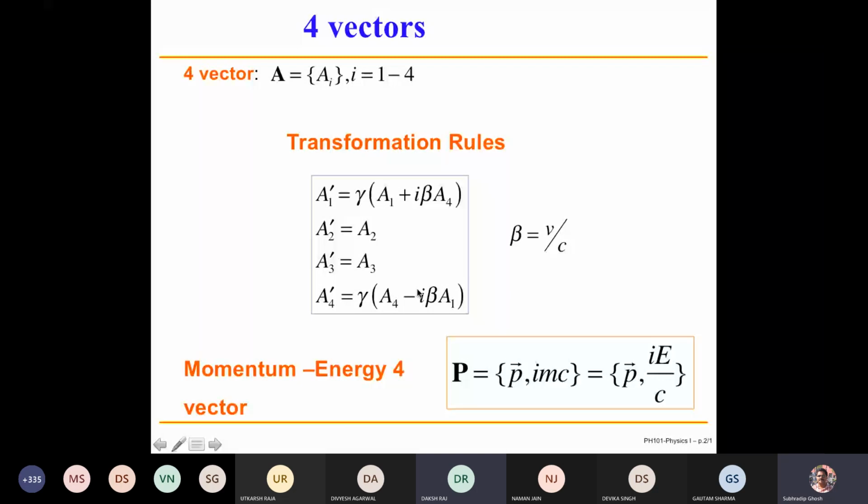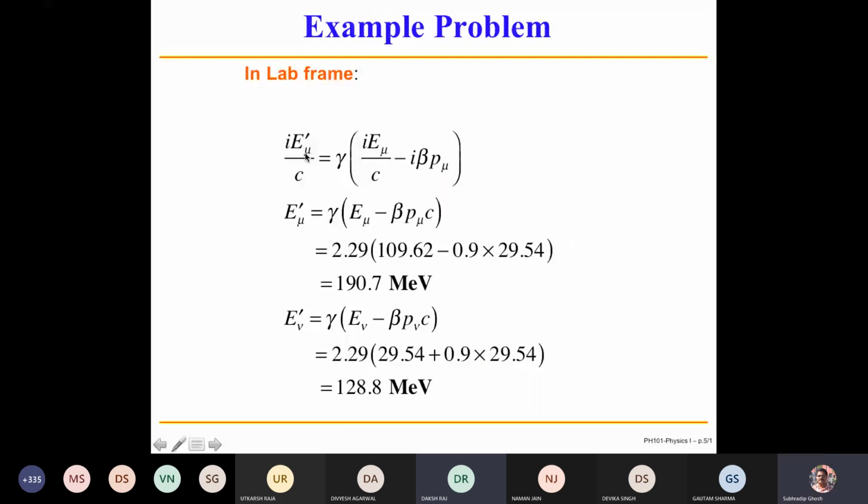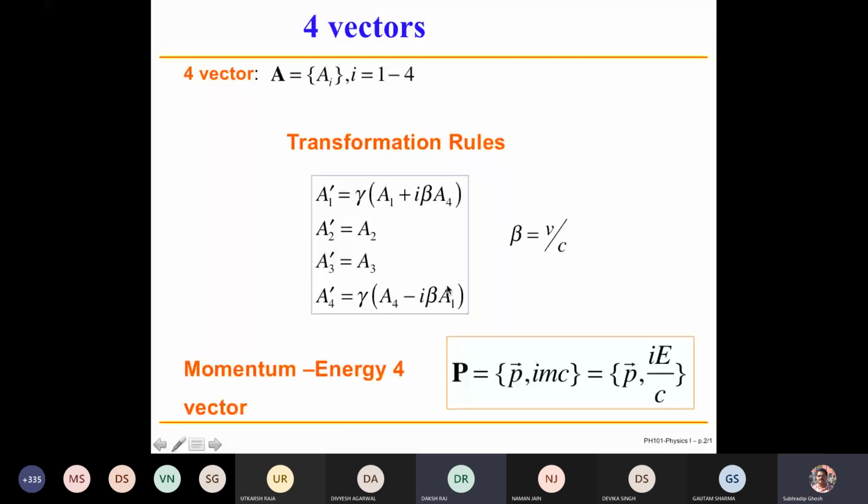So what is the 4th component? In the prime frame, it's i E mu prime by c. It's the energy of the muon we are talking about. And that transforms as gamma times (i E mu by c), that is the 4th component in the unprimed frame, minus i beta P mu. So once again, get back and see i beta A1. What is A1? It is the first component of the 3-momentum.